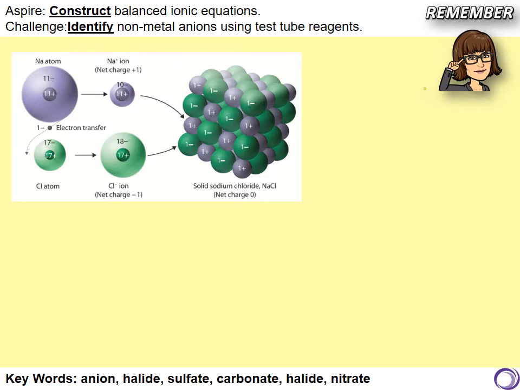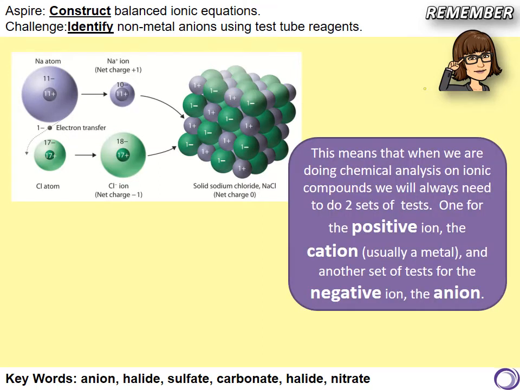This means that in an ionic compound there will be 2 ions, a positive ion and a negative ion. So when we are testing to find out what the compound is, we will need to do 2 sets of tests, one for positive ions and one for negative ions. Today's lesson we are going to focus on the negative ions, sometimes referred to as anions.